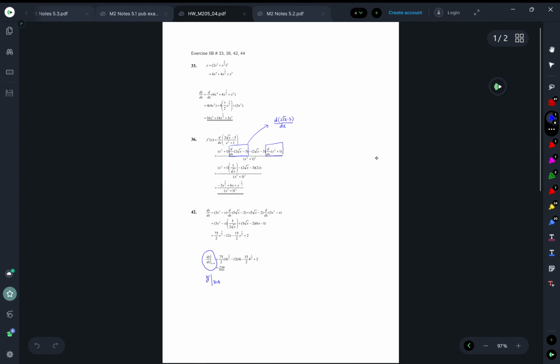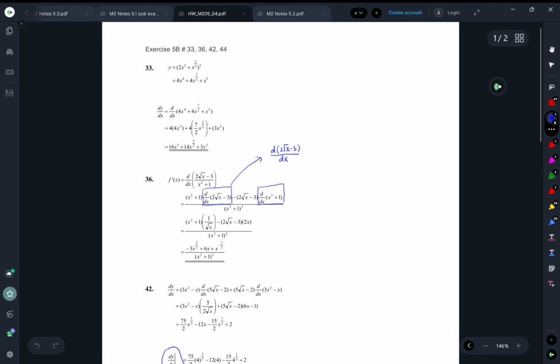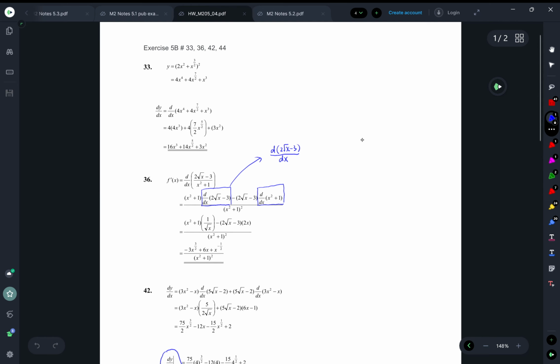The second assignment. These 4 questions are harder. For question 33, for the solution provided, you only have to expand the original function, and then you don't have to use the product rule. That's 33.